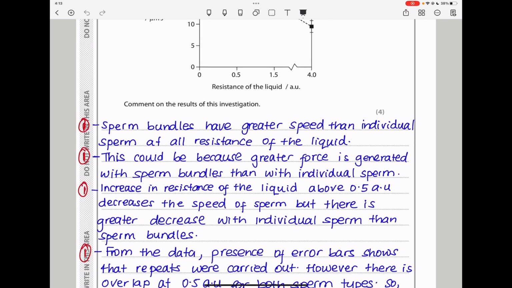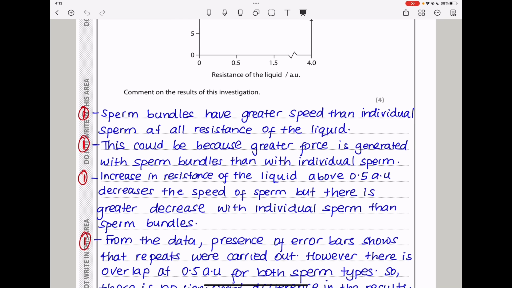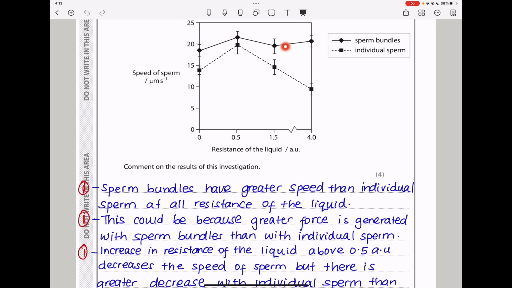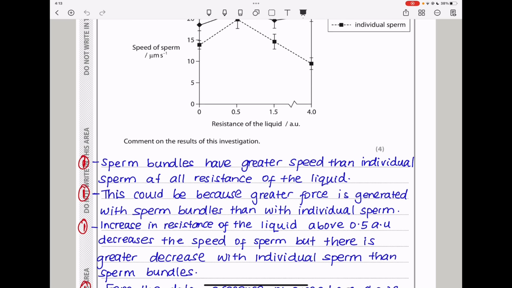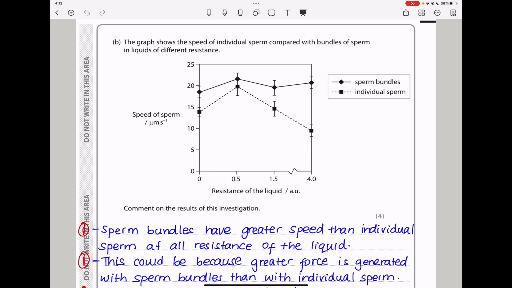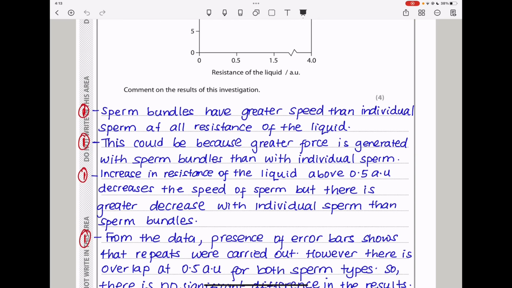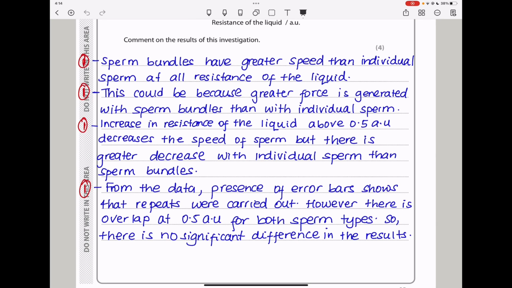So here they said comment on the results of this investigation. So here I said sperm bundles have greater speed than individual sperm at all resistance of the liquid. We can see that at all resistance they have a greater speed. This could be because greater force is generated with sperm bundles than with individual sperms, because the bundle has a lot of tails close to each other, so they are propelling, and as the propulsion goes on, greater speeds can be created or greater force can be created, meaning they will have greater force as they move through.